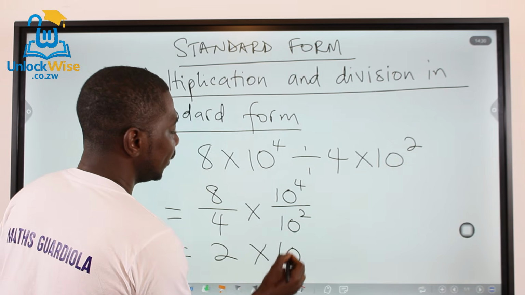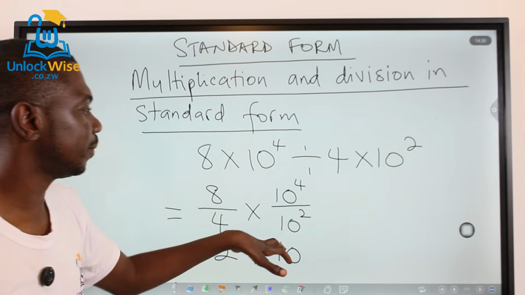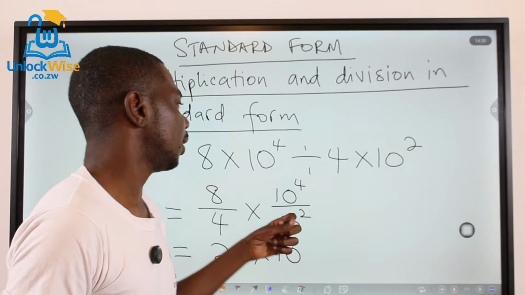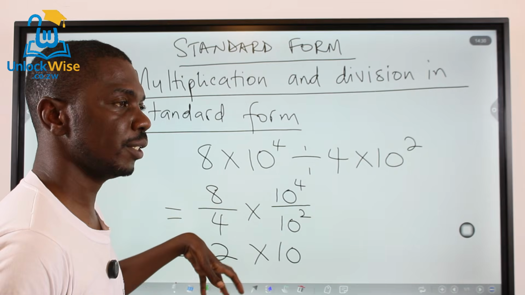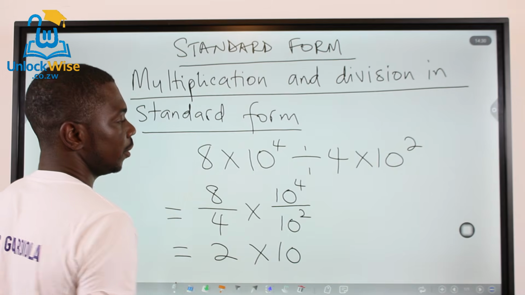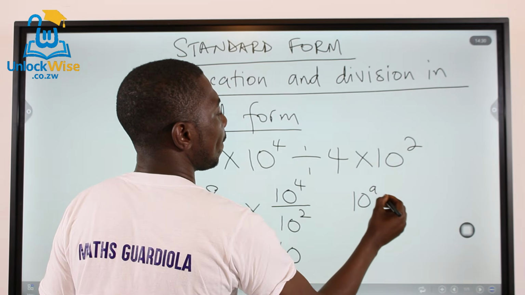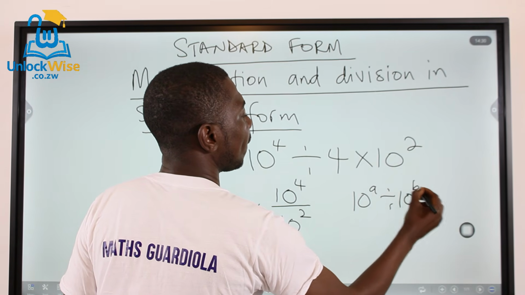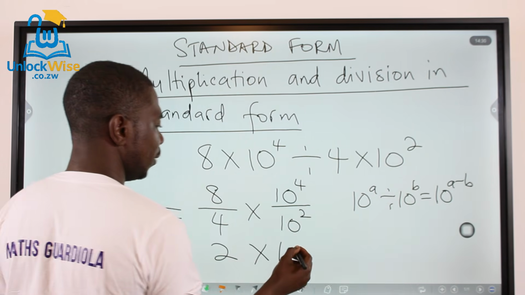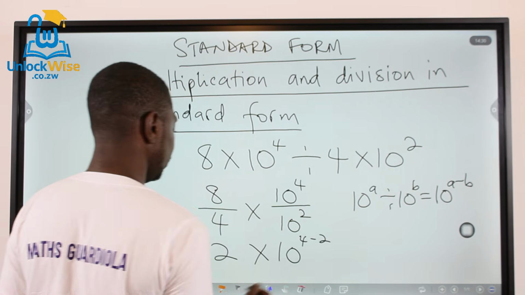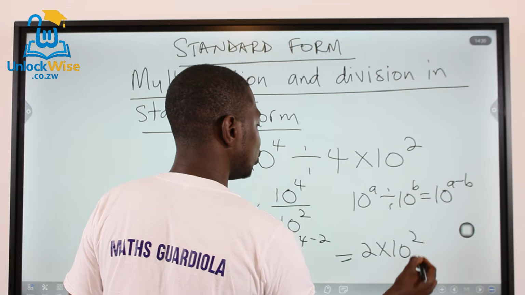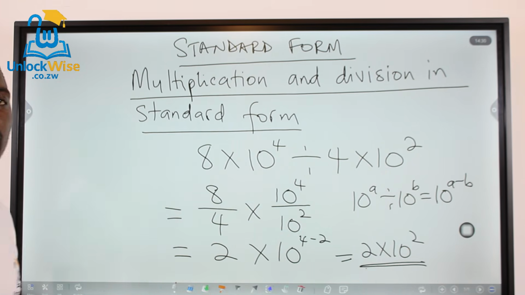Then, if we are dividing numbers with the same base, they are indices, right? They have the same base. Then, if we are dividing, we subtract. So we are going to have 4 minus 2, which will actually give us 2 times 10 to the power 2. Okay, right.